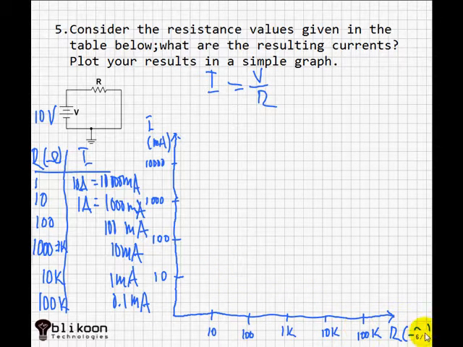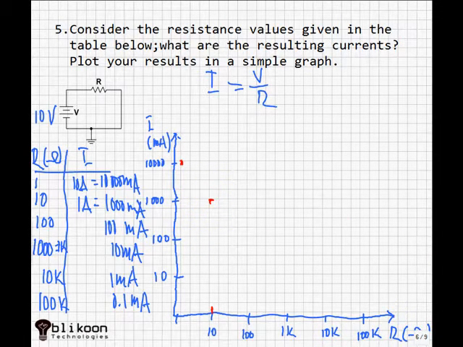So the axis here is for resistance. This one is for current. So when resistance equals 1 ohm, current equals 10,000 milliamps. So we have this resulting point somewhere here. When resistance equals 10 ohms, we have 1,000 milliamps. So 10 corresponds to a point here.